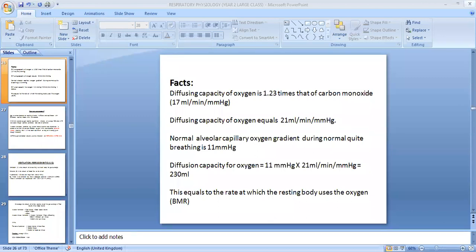There are some facts I want to give you. One is that the diffusing capacity of oxygen is 1.23 times that of carbon monoxide. We have seen the one for carbon monoxide has been determined, and the value for that is 17 ml per minute per millimeter mercury. Therefore, if the diffusing capacity of oxygen is 1.23 times that of carbon monoxide, the diffusing capacity of oxygen equals 17 ml per minute per millimeter mercury times 1.23, and the answer is 21 ml per minute per millimeter mercury.